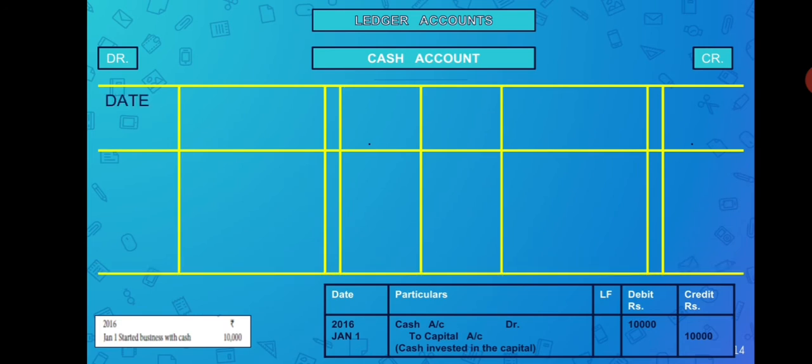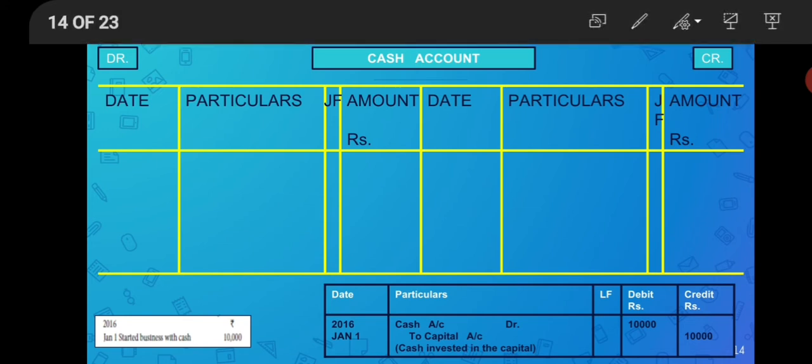Let us write the heading in the debit side: date, particulars, JF, amount, rupees. In the credit side, the same heading: date, particulars, JF, amount and rupees. Now how to do the postings? For that purpose, select the account you have opened. Okay, cash account. Now see what is done for cash.